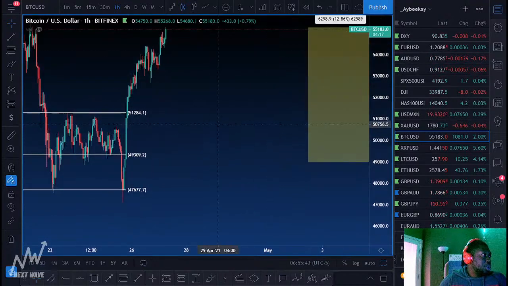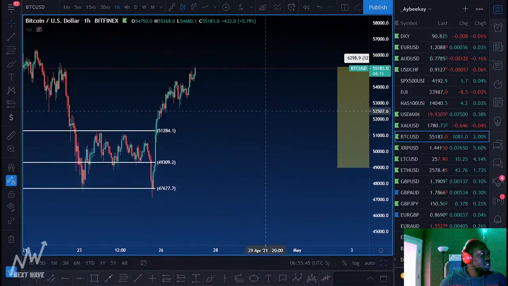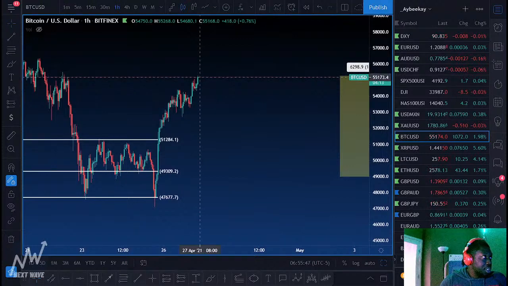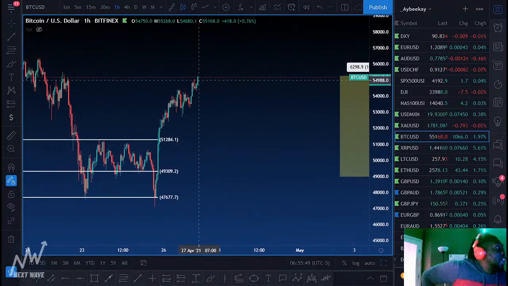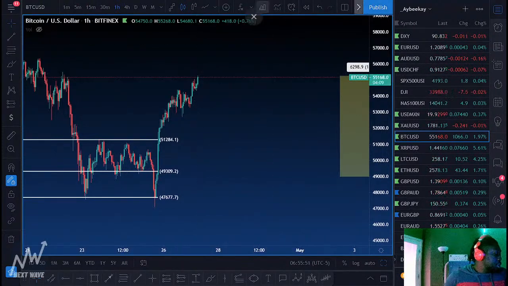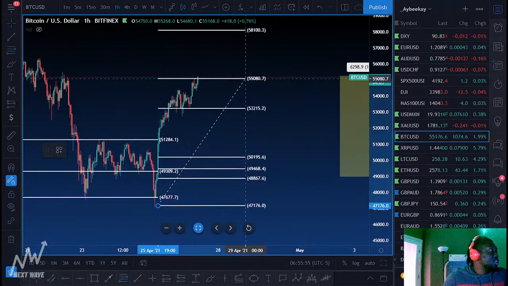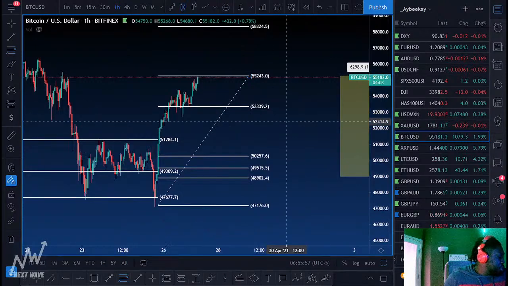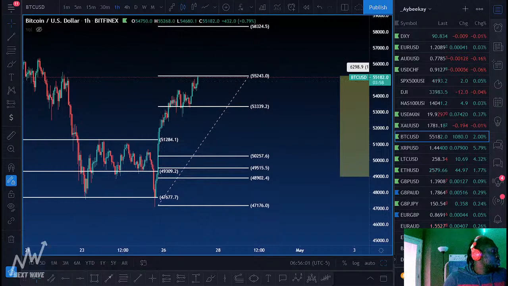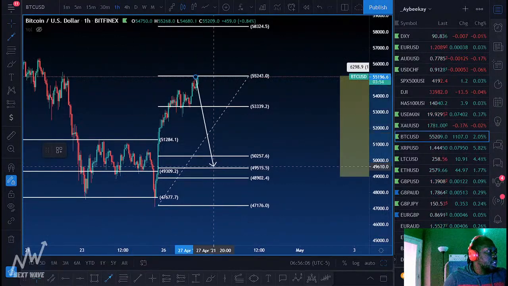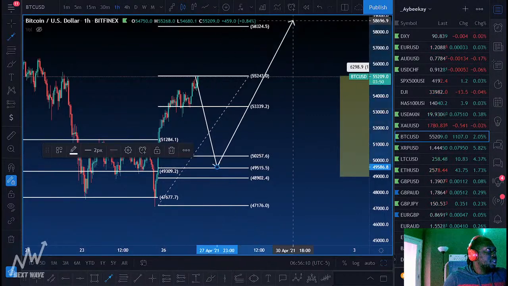Now let me show some possible intraday opportunities that we could look for. So if price does indeed, let's say if price stops here, price hasn't stopped yet, so that's why I don't like finding these type of opportunities. But whenever price does decide to stop, what I would want to see is for it to drop down to like about 50,000 or 49,500 and then push to the upside.